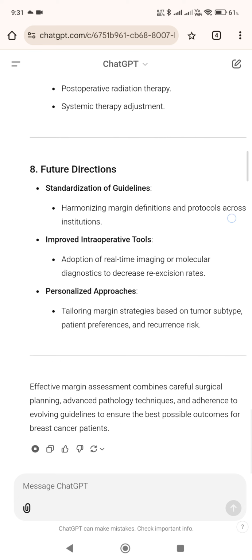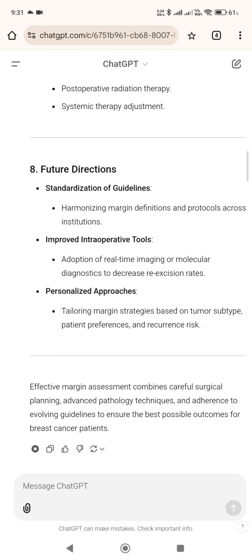8. Future directions. Standardization of guidelines, harmonizing margin definitions and protocols across institutions. Improved intraoperative tools, adoption of real-time imaging or molecular diagnostics to decrease re-excision rates. Personalized approaches, tailoring margin strategies based on tumor subtype, patient preferences, and recurrence risk.